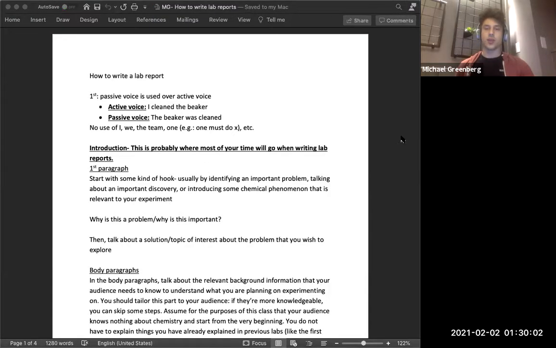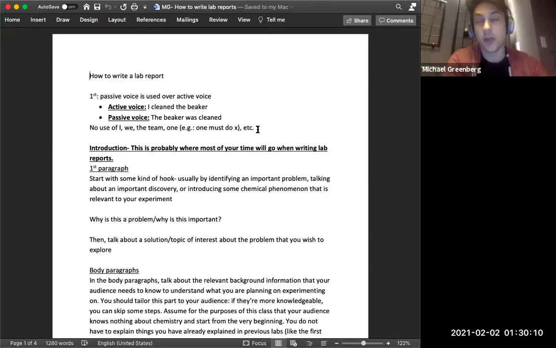I've attached a more in-depth file, how to write lab reports, for those of you that might want a little bit more information. So first, you're going to be using passive voice over active voice. I mentioned this before. And here is a good example of what it means. Active voice is, of course, I did something. Passive voice is something was done. And the reason why we do that is it helps us eliminate bias and opinions and ego from our lab reports and try to keep them as objective as possible.